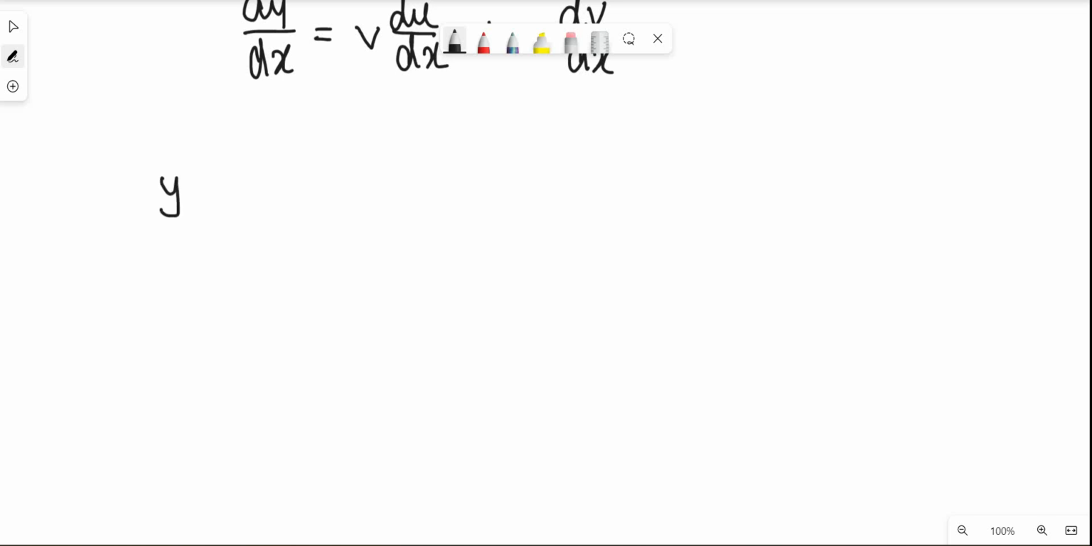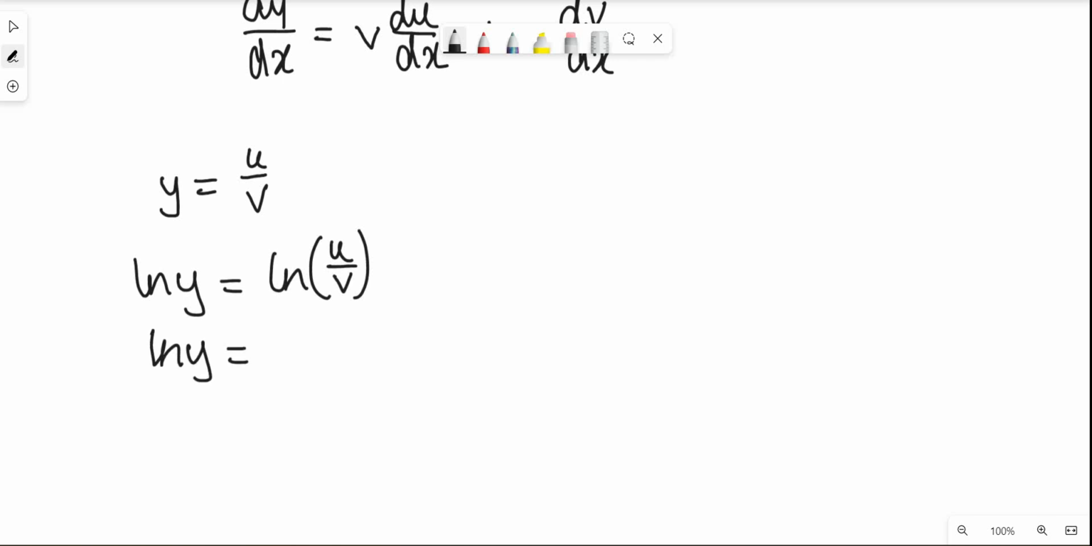that y is u over v. And remember the first step as before, we take the ln on both sides. So we get ln of y equals ln of u over v. We split this using the laws of logarithms, and you get ln of u minus ln of v.